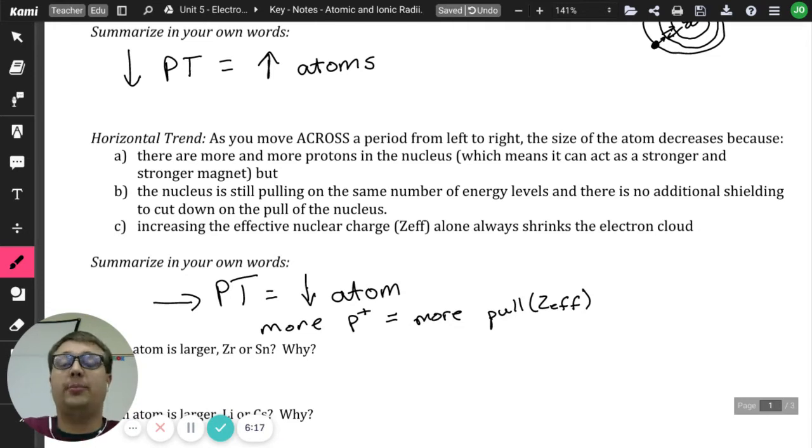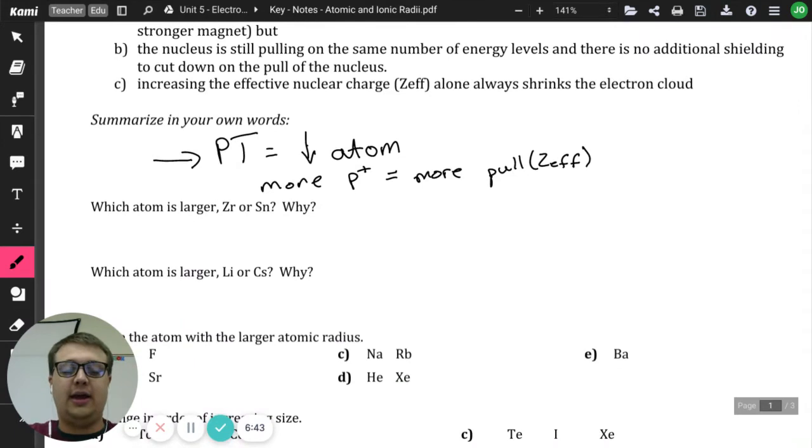All right, so hopefully y'all paused it, but again, let's go over this. So what I put is as I move left to right across the periodic table, my atom is going to go down. It's going to get smaller, all right? Why that happens is that you've got more protons, which equal more pull, more effective nuclear charge, more Zeff, okay? All right, so now let's take a couple of looks at these and let's do some practice.